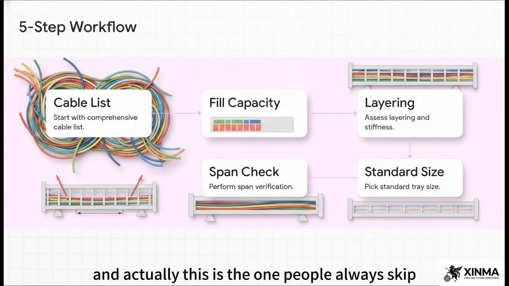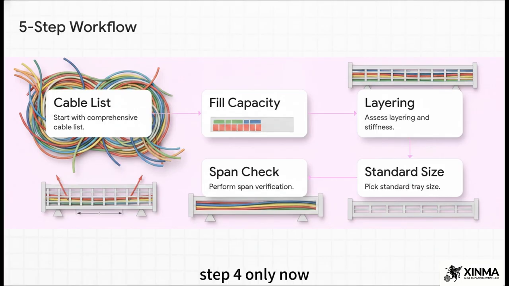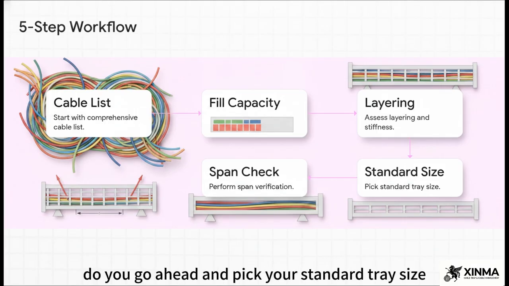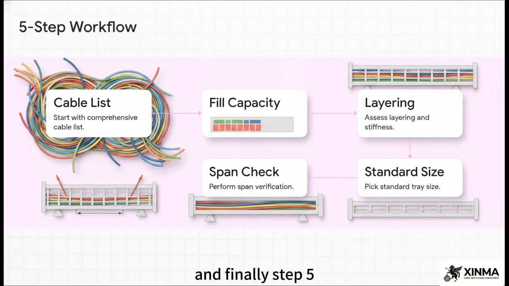Step 3, and actually, this is the one people always skip. You assess your layering and your required stiffness, and that locks in your depth. Step 4, only now do you go ahead and pick your standard tray size based on both of those isolated calculations. And finally, Step 5, span verification, making sure the whole system holds up structurally over the required distance.